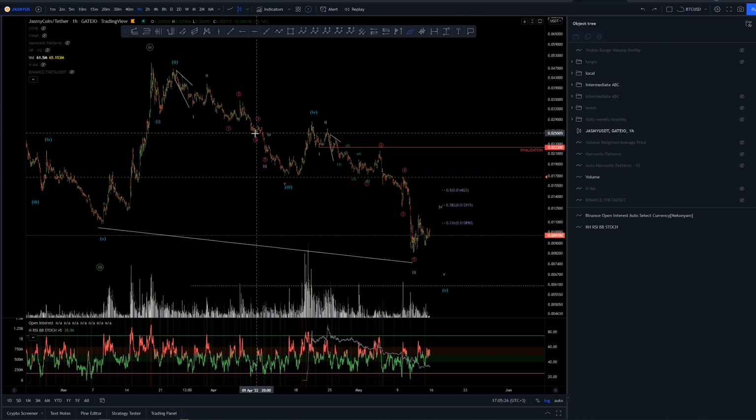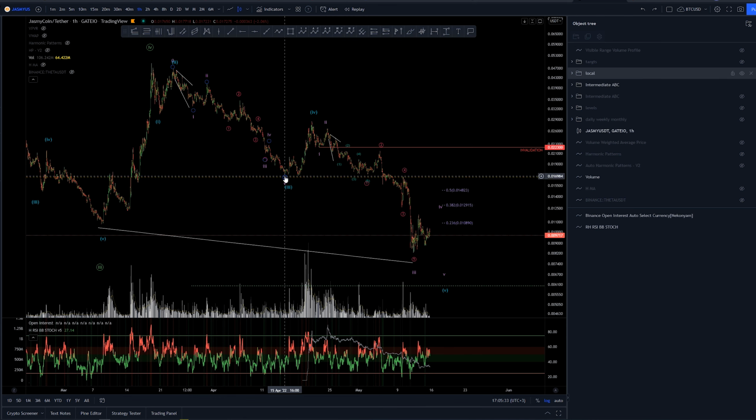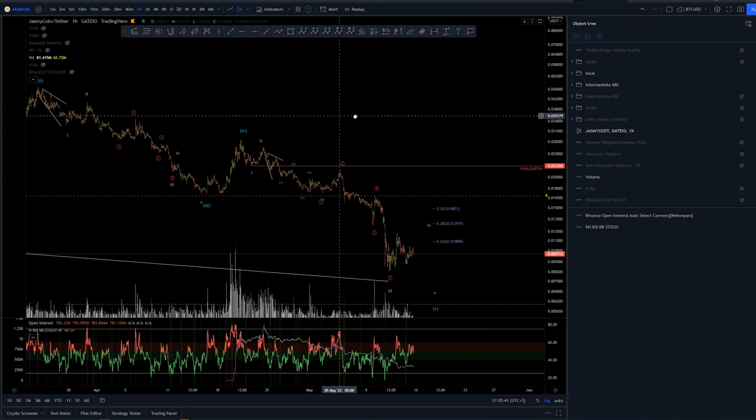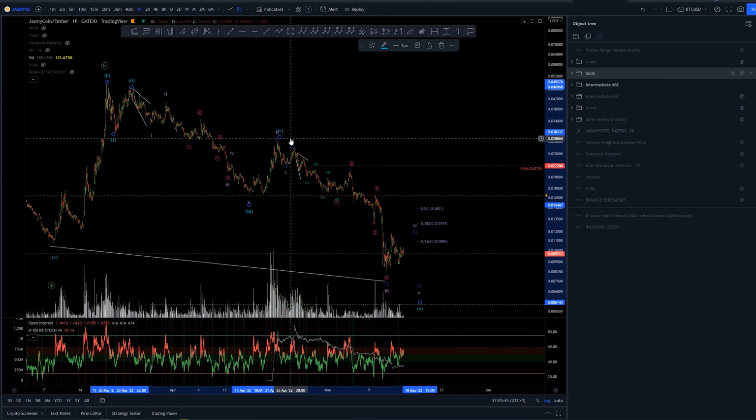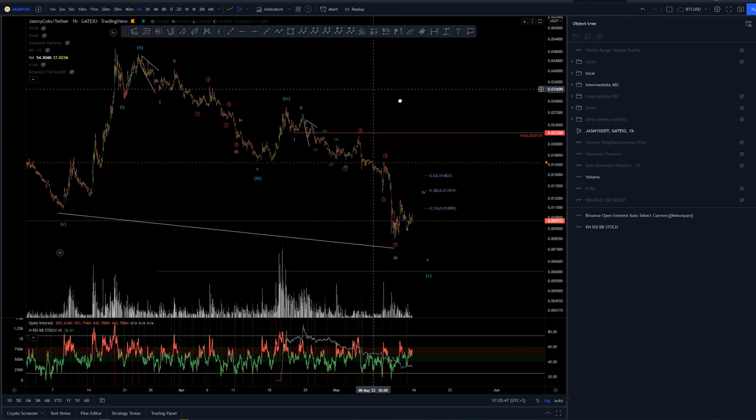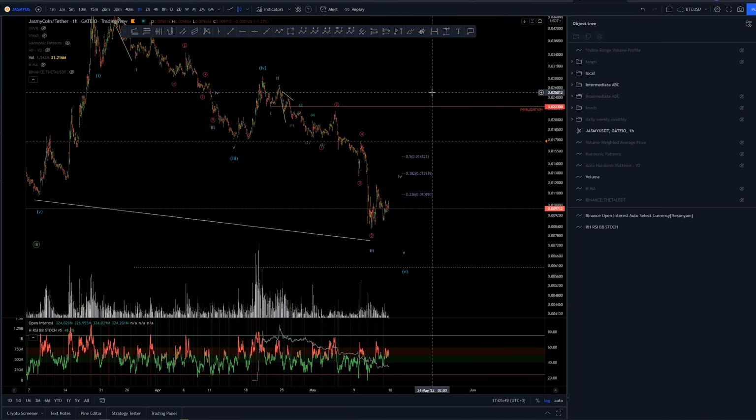We got again 3rd, 4th, 5th into the 3rd here, 4th and 5th. We got a small divergence here between the 3rd and 5th, but nothing major, but again is possible here. Some kind of ABC structure into 4th, and then we can start looking for the last wave structure.